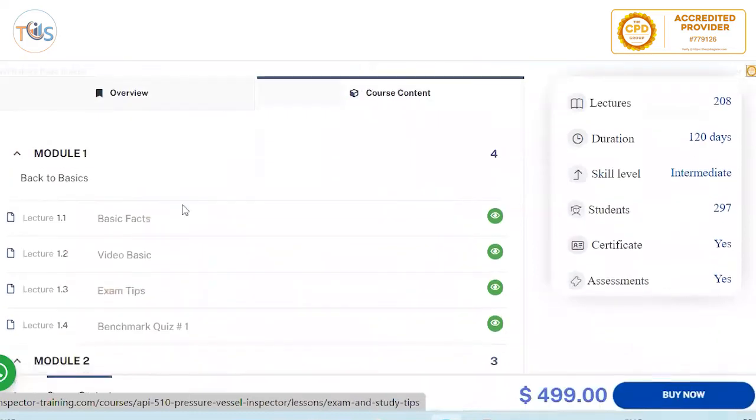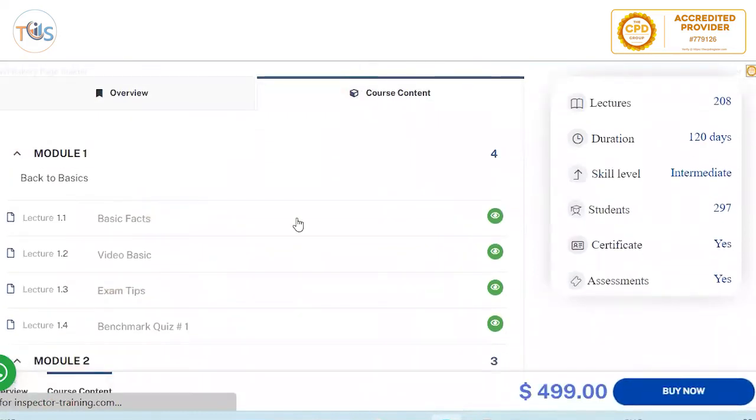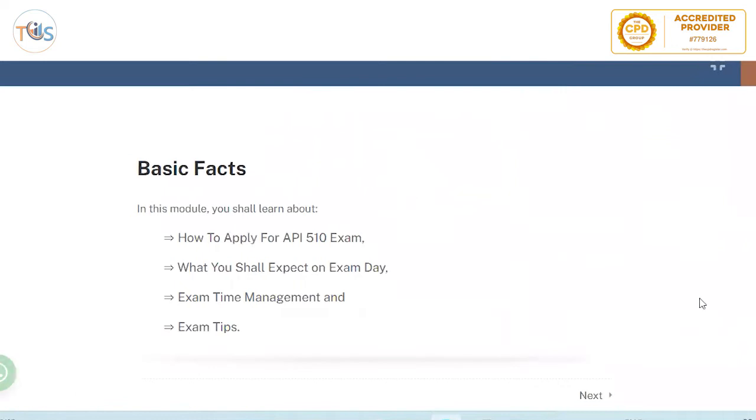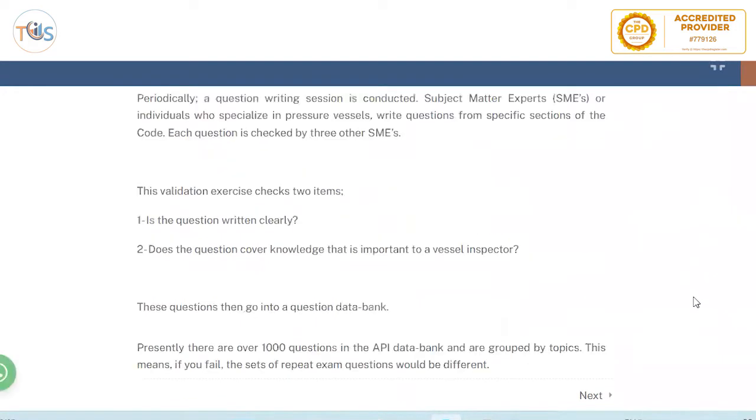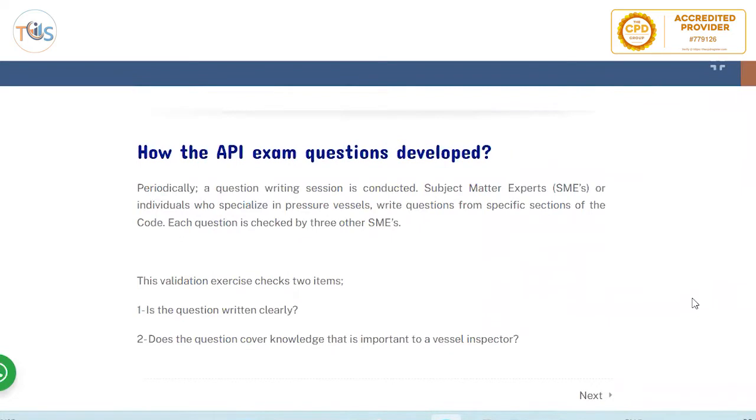Let's go to Module 1. The basic course, as you can see from here, we are explaining how to apply for API 510, what you should expect on exam day, exam time management, and exam tips. So let's see first how the API exam questions are developed.